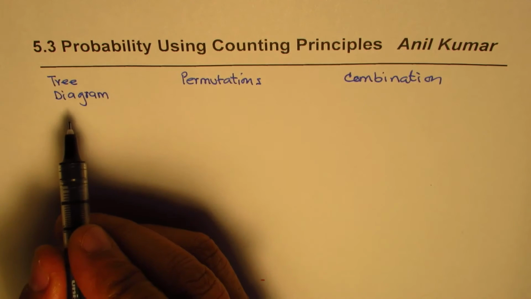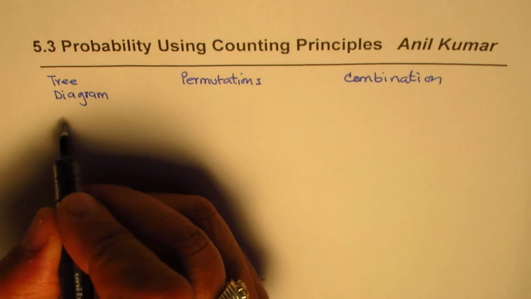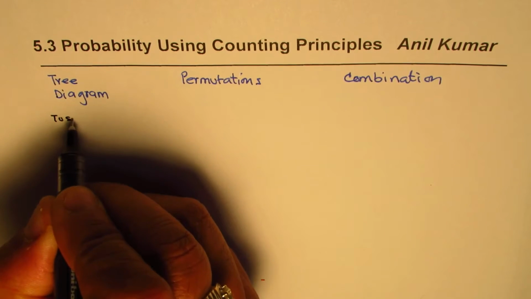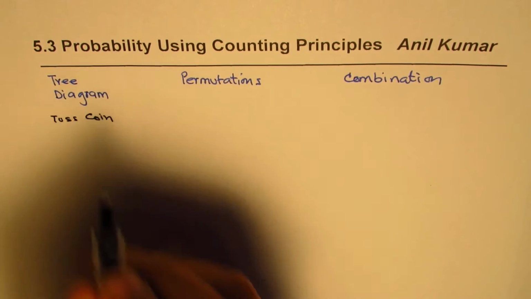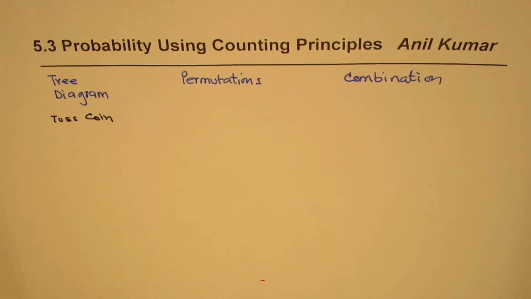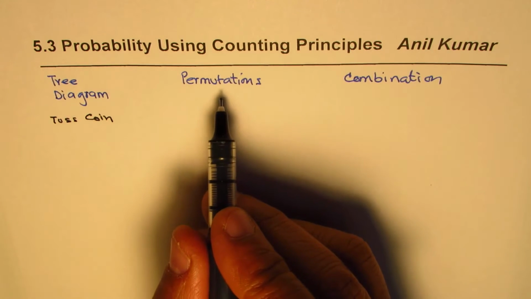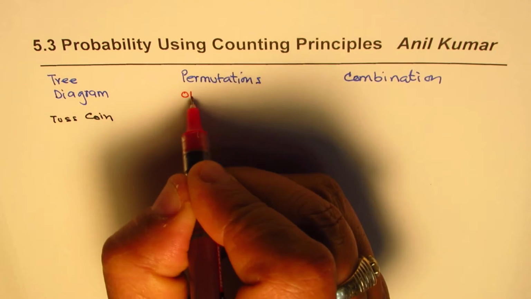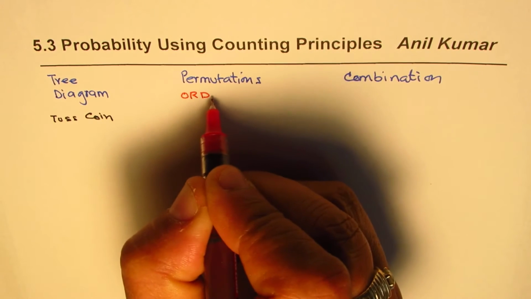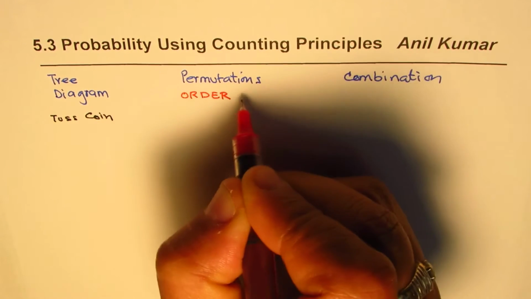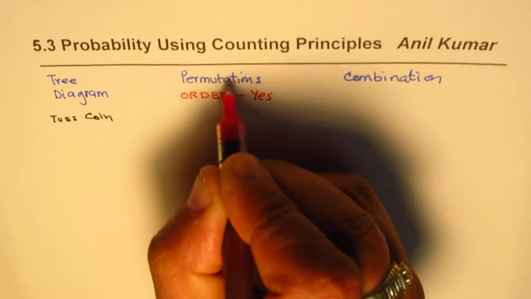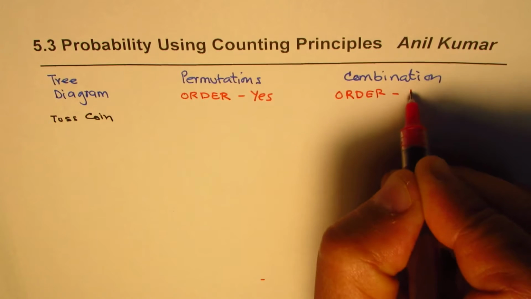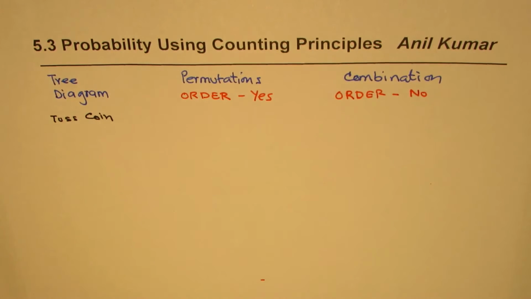Now, tree diagram examples were like when you toss a coin, you get head or tail. So tossing coins is a tree diagram example. Permutations are where the order is critical. So if order is important, the answer is yes, we do permutation. And if the answer is no, in that case, it is combination.